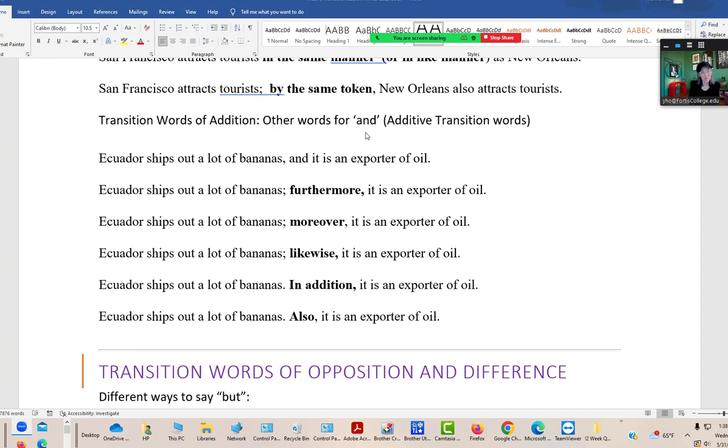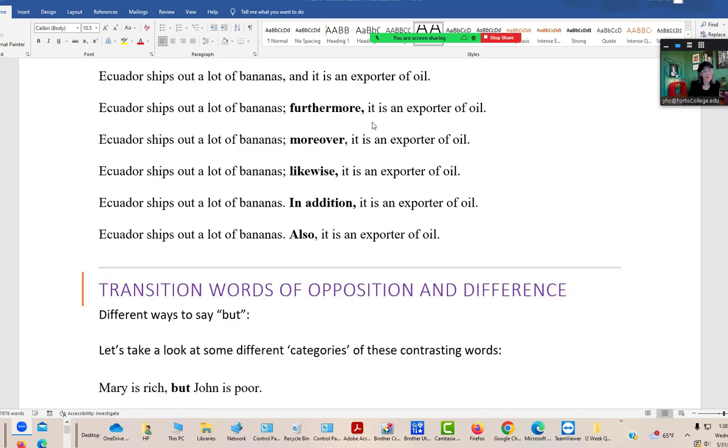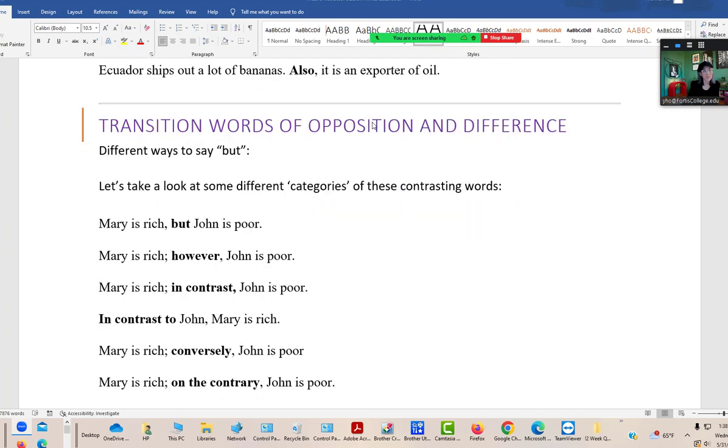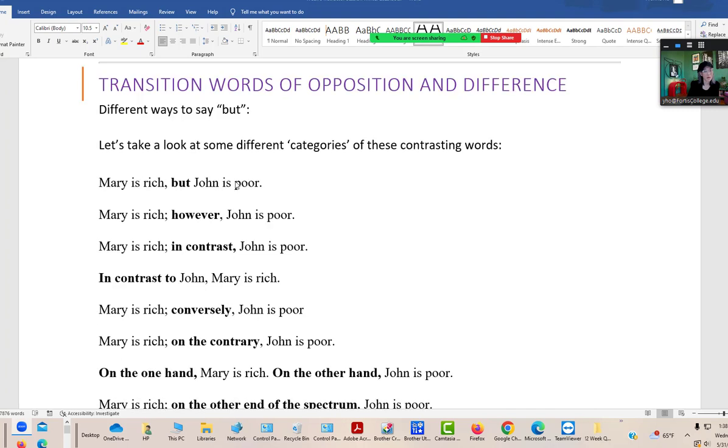Ecuador ships out a lot of bananas. Moreover, it is an exporter of oil. And so on and so forth. Likewise, in addition, and also. Then you have many different ways. Transition words of opposition and difference are different ways to say but.